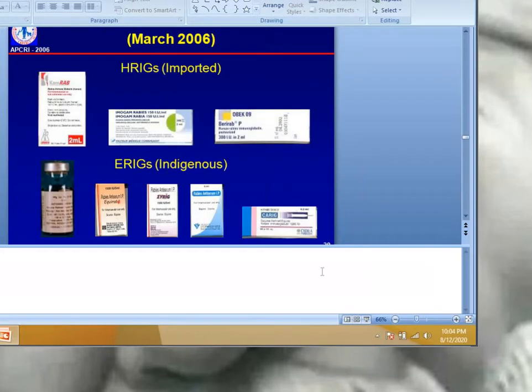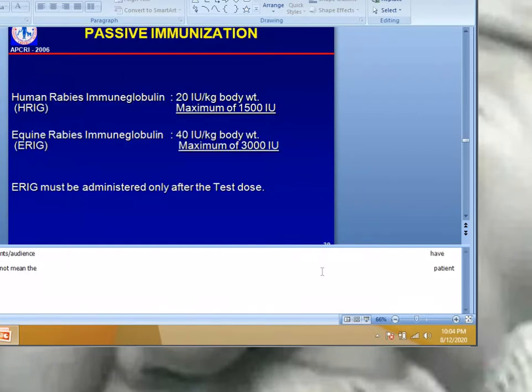Here you can see the human rabies immunoglobulins. The dose is 20 international units per kg body weight, with a maximum of 1500 international units. And the equine rabies immunoglobulins, the dose is 40 international units per kg body weight. ERIG, the equine rabies immunoglobulin, is administered only after a test dose.